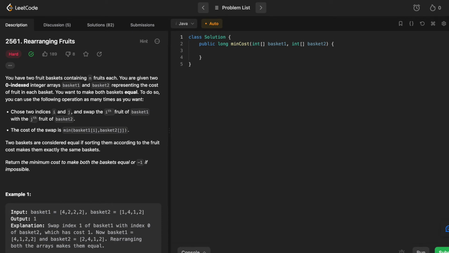So in this video, we'll try to understand and work on the problem Rearranging Fruits, which is a LeetCode hard problem. Let's take a look at the problem statement. It says that we are given two baskets, B1 and B2. I'm just running example 1.